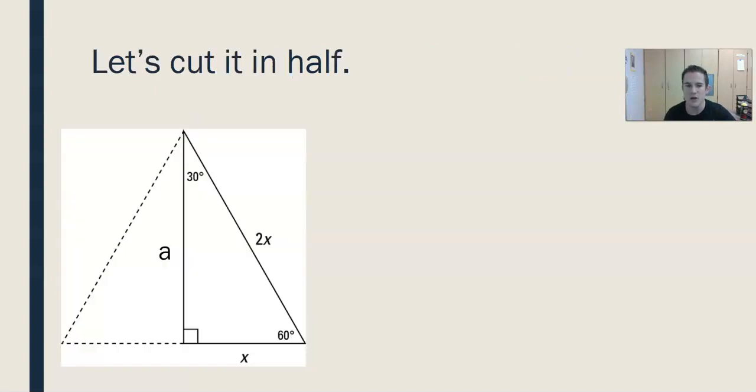What I'm going to do is cut that equilateral triangle in half. So I cut this right down the middle. So this angle over here is still 60 degrees.